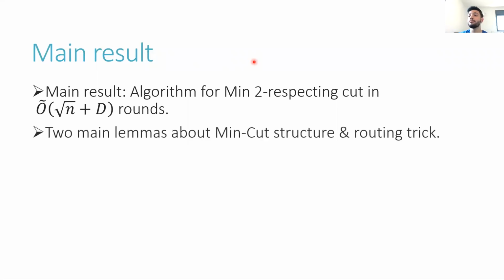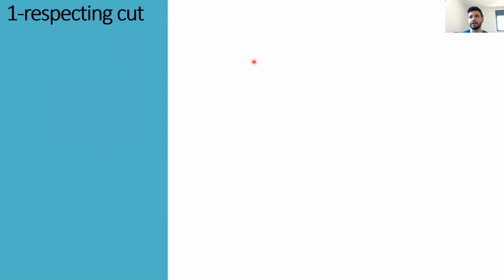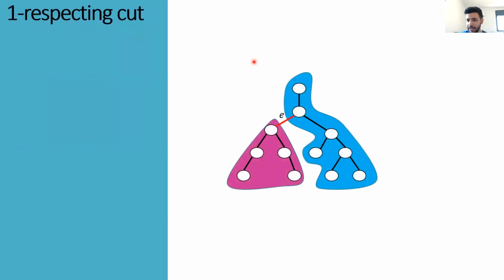Along the way, we prove two purely combinatorial lemmas about min-cut structure in a graph and employ a routing trick, on all of which I will discuss later. Let's start with the rather simple case of one respecting cut. That is, exactly one tree edge crosses the cut, as we can see in this case with E.